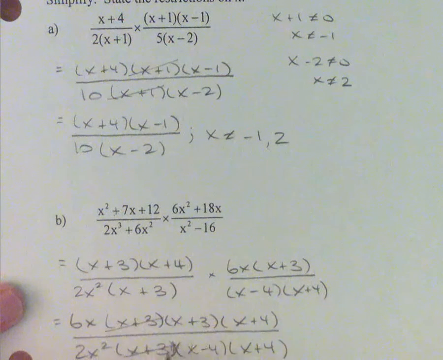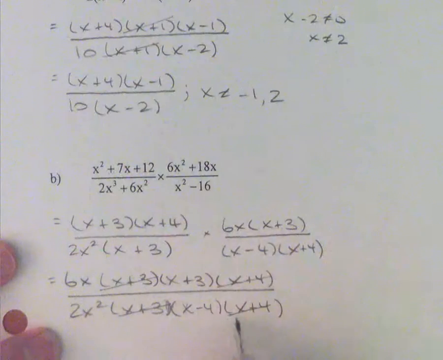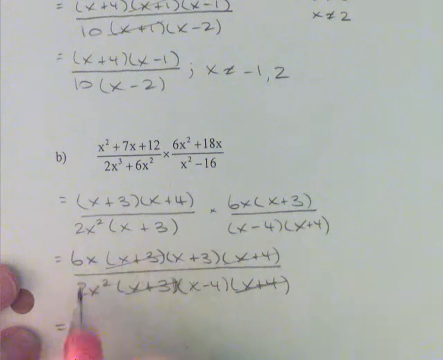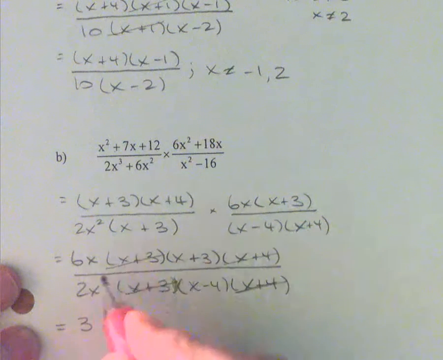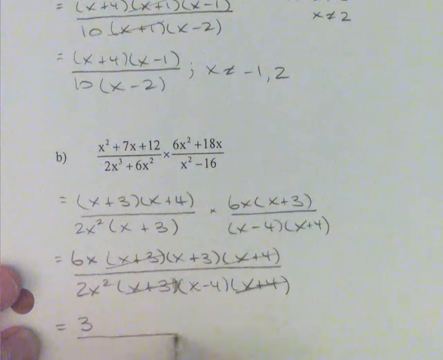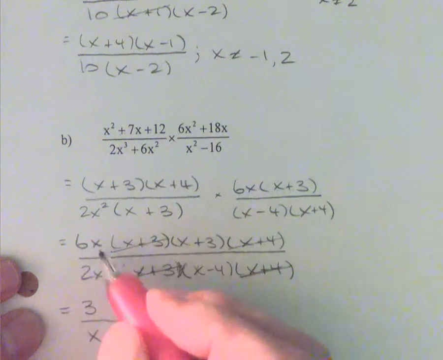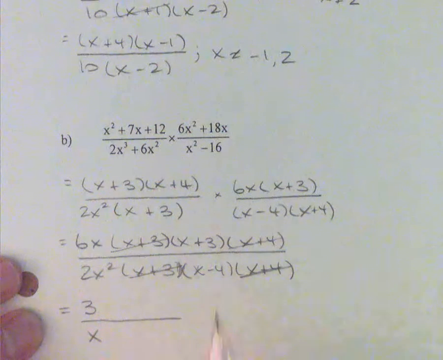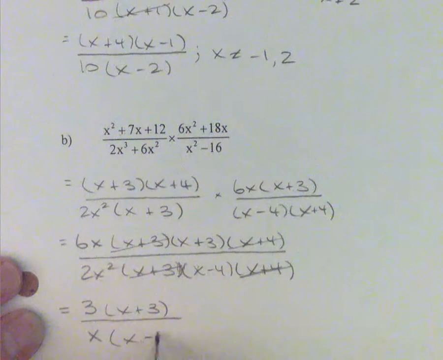So there's a common factor that we can cancel and simplify out. I have a 6 on top and a 2 on the bottom. When I divide, I'm left with 3. I have an x on top and an x squared on the bottom, which means I'm left with x on the bottom. I can divide both by x. That will cancel that out, and that will leave me an x there. I have an x plus 3 that's left, and here I have an x minus 4.